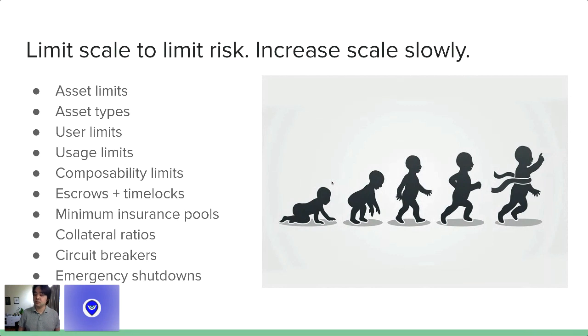Some protocols even are starting to build in insurance pools, and so you might think about how the amount of assets that you're willing to take on in your system might be a function of the size of the insurance pool, and how that ratio may change over time. Collateral ratios, we saw that from the beginning with Maker and synthetics, taking on interesting ratios to limit their risk.